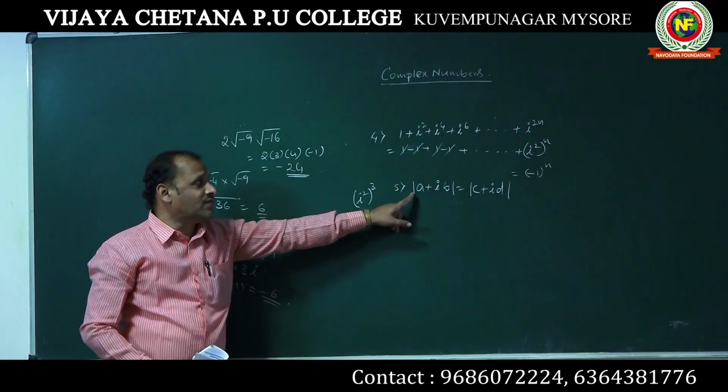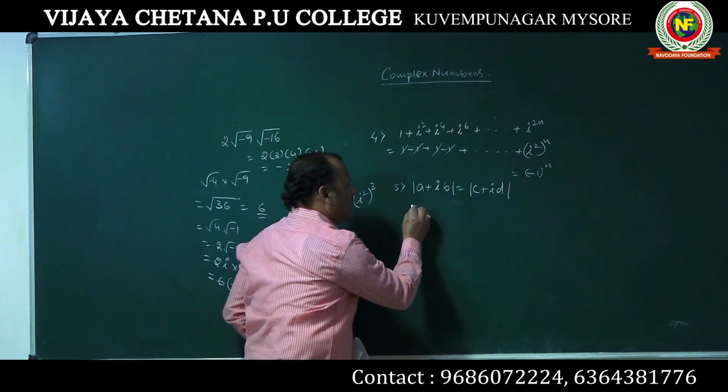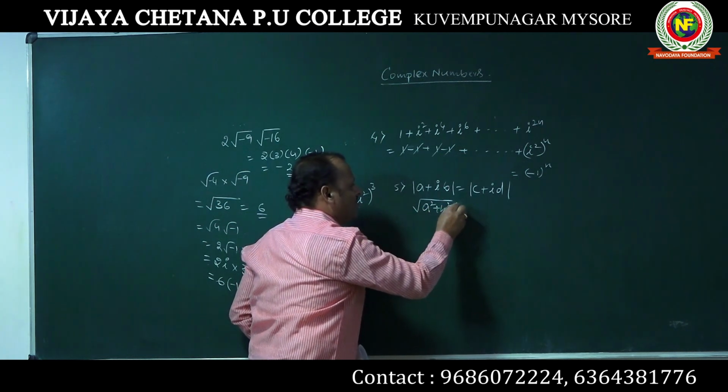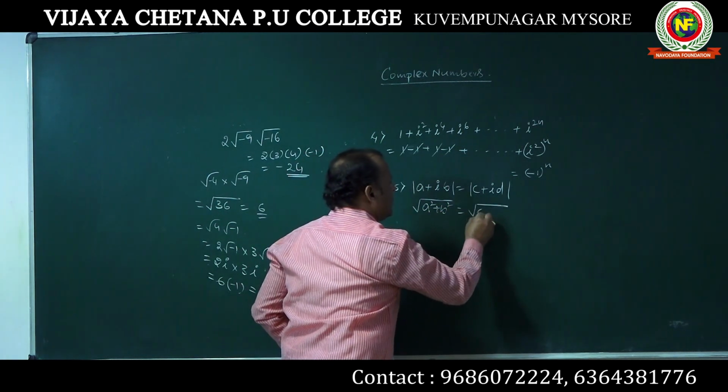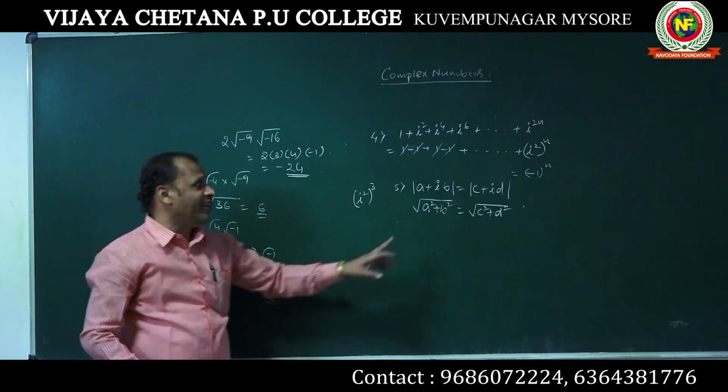ನಾವು ಹಿಯರ್ modulus form we know that here, so this is root of a square plus b square. It is equal to root of c square plus d square. So modulus form we know that.